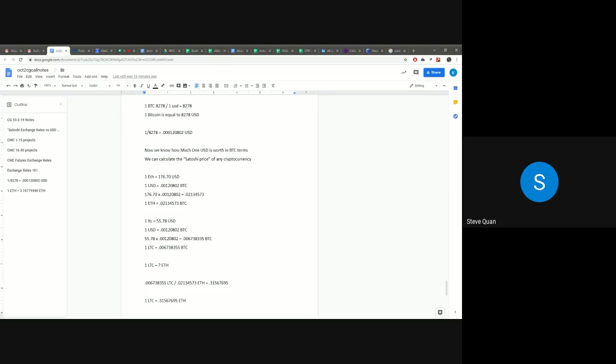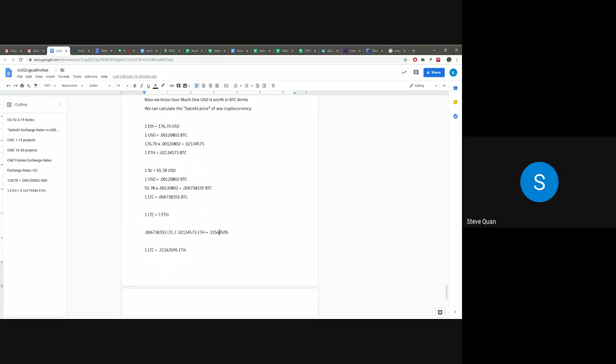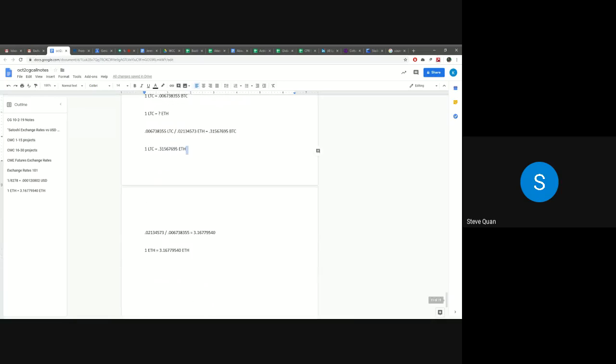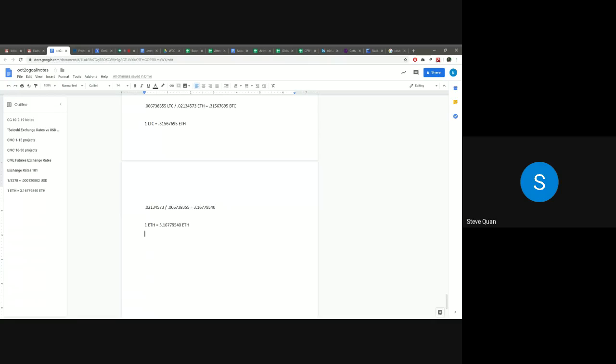But moving on. So now you can calculate these exchange rates. So 1 Litecoin equals how many Ethereum? Well, we know what Ethereum equals in Bitcoin terms. We know what Litecoin equals. So 1 Litecoin divided by 1 Ethereum equals 0.31. So that implies that you need a little more than 3 Litecoins to equal 1 Ethereum. If you can go one page forward, and the other way, you divide Ethereum by Litecoin, and you get that you need 3.16.